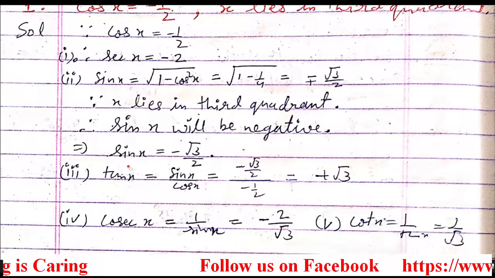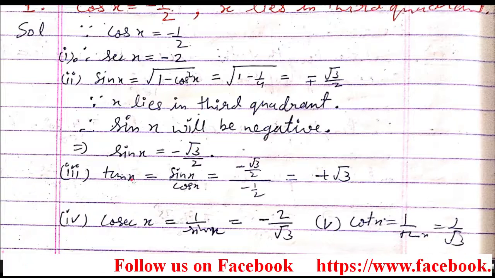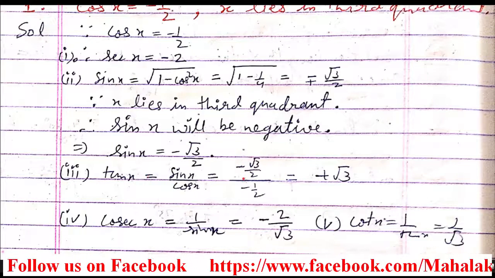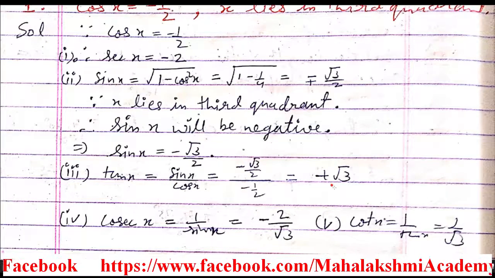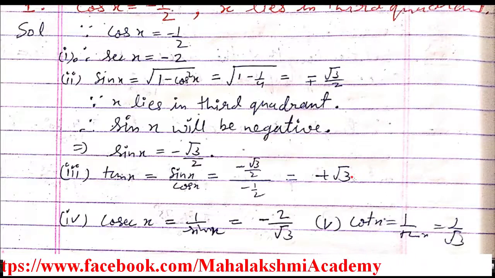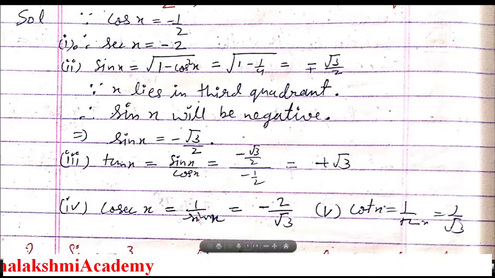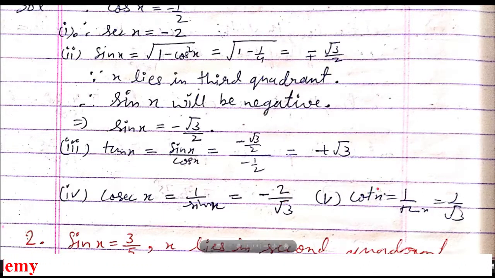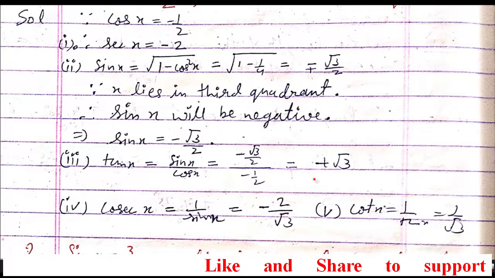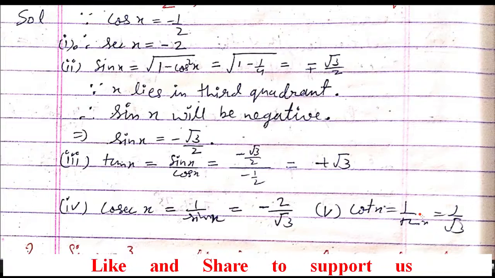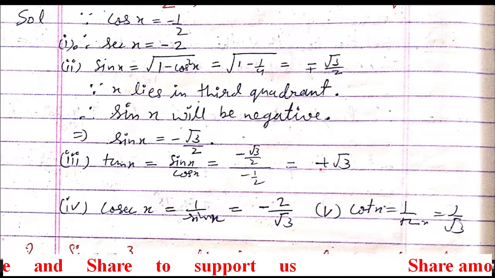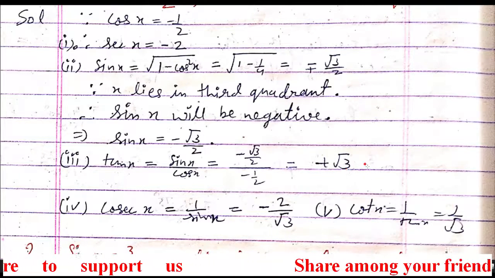Now sin x we already obtained. Now tan x we want, so sin upon cos, divide them, and since x lies in the third quadrant, it should be positive, so positive only we obtain. Now cosec x is the reciprocal of sin, that's why minus 2 upon root 3, and cot x is the reciprocal of tan, that's why 1 upon root 3. So we can observe that except tan and cot, all the remaining are negative because x lies in the third quadrant.